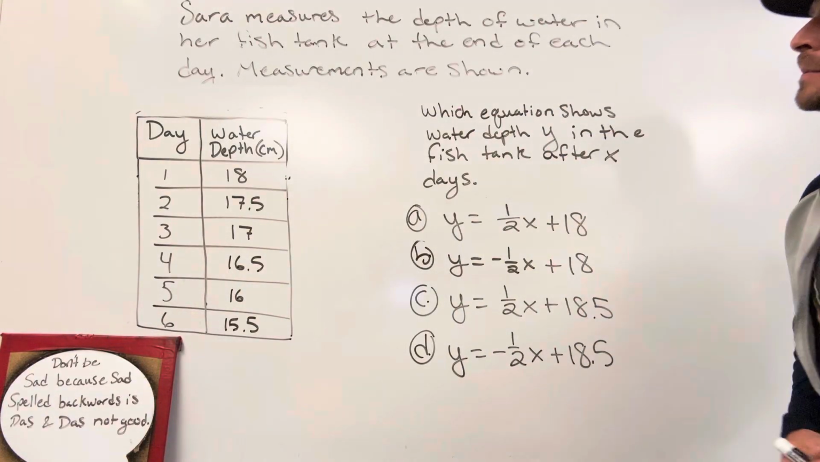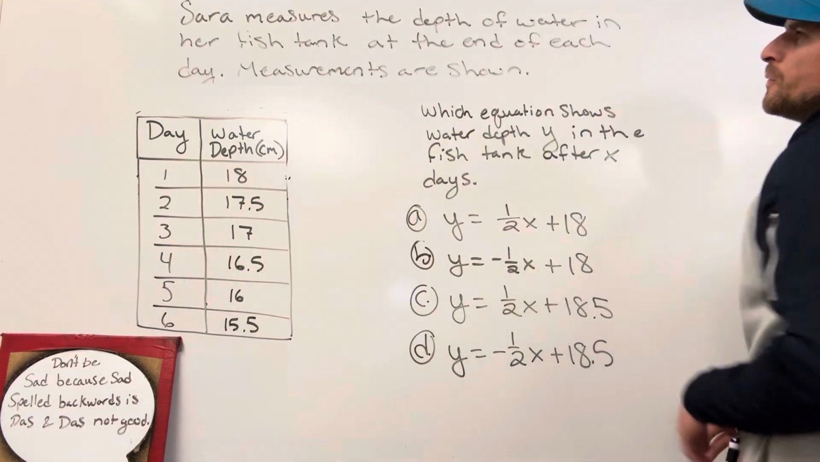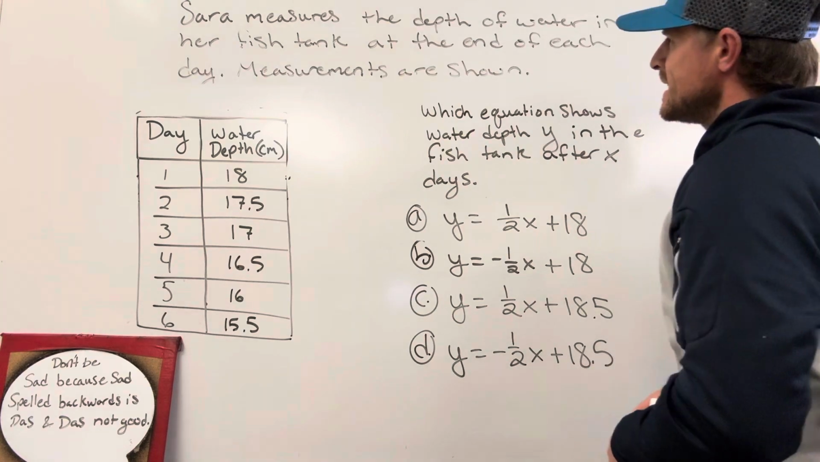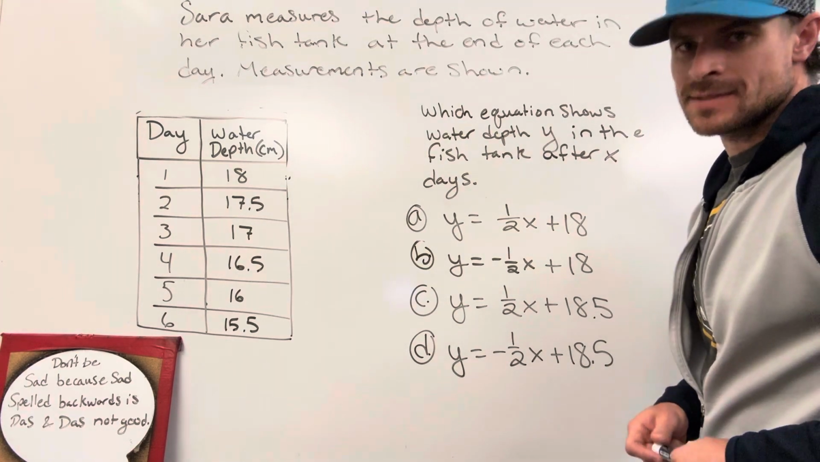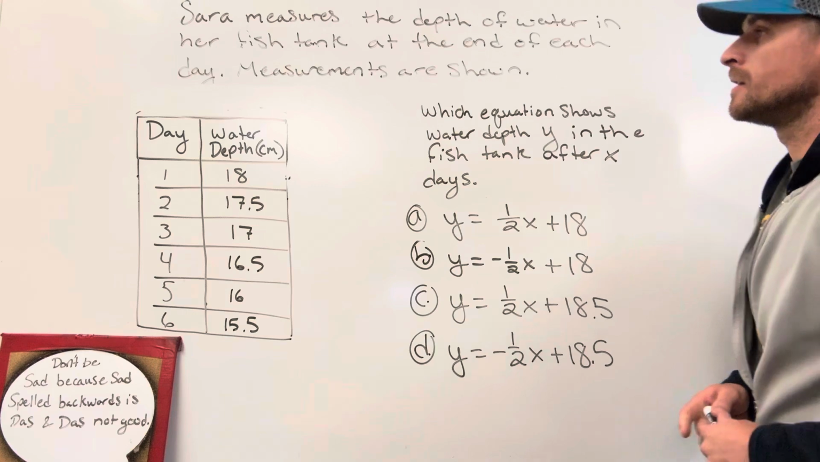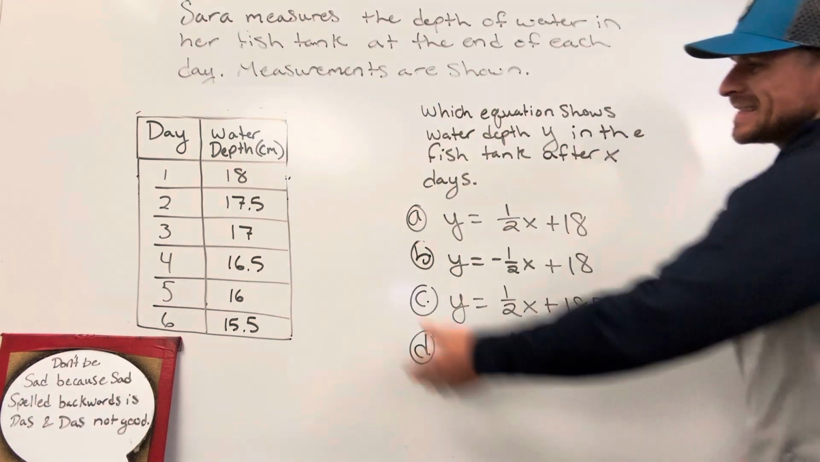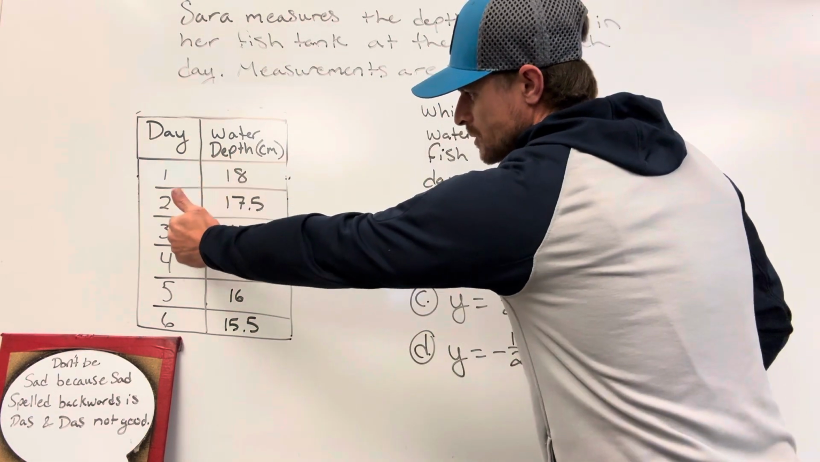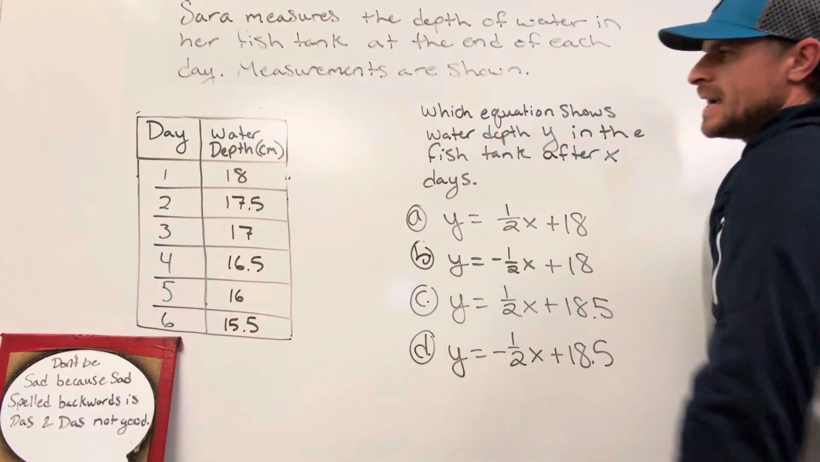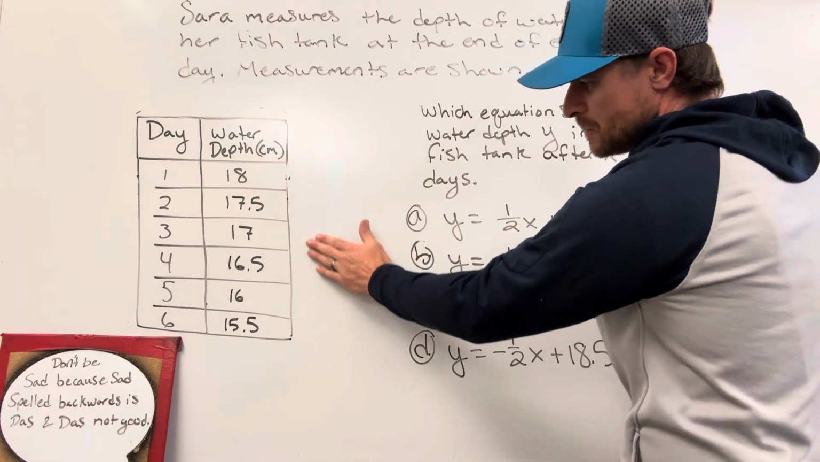Let's take a look at this problem here. Sarah measures the depth of water in her fish tank at the end of each day. Sounds like Sarah needs to get a life. Measurements are shown. So we've got this table right here, day 1, day 2, day 3, 4, 5, and 6, and the water depth appears to be dropping.